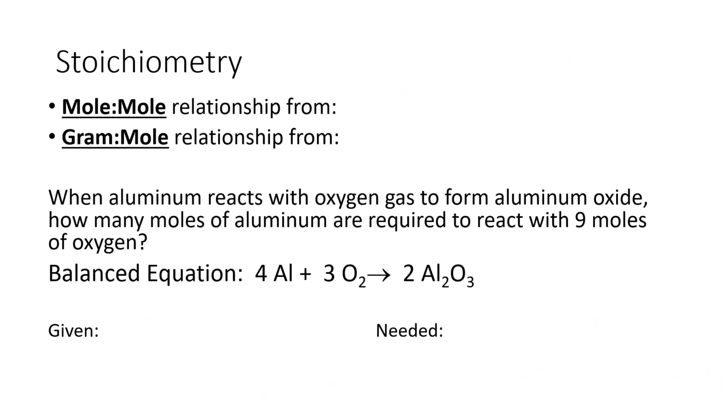All right. So in summary, a mole to mole relationship comes from the balanced equation. If you need to change from one color to another, use the balanced equation for that. And if you need a gram to mole relationship, you're going to need the periodic table.